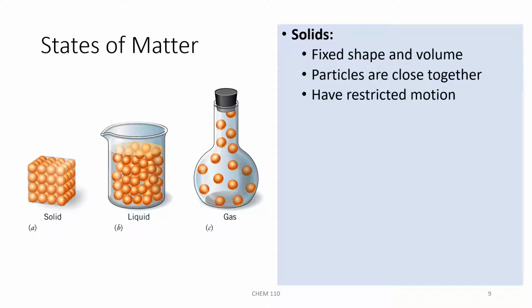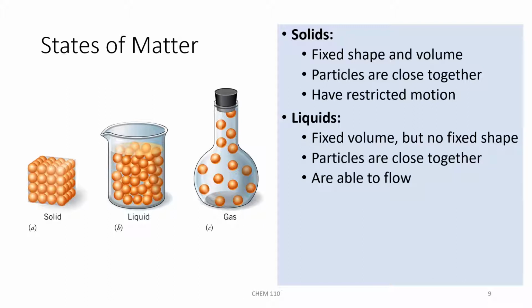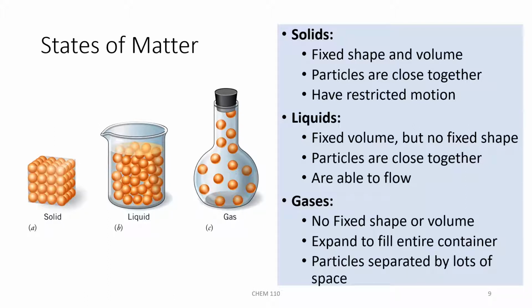If we compare that to liquids, they have a fixed volume but no fixed shape, so we know liquids will take the shape of their container. The particles are close together, but not as close as in a solid. They're actually able to flow and move past one another. Lastly, gases have no fixed shape or volume, so they'll expand to fill an entire container. The particles are spaced very far apart and are flying past each other and hitting the walls of the container as well.